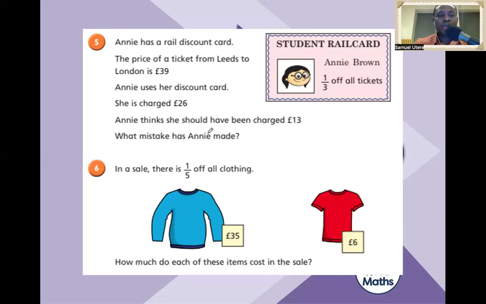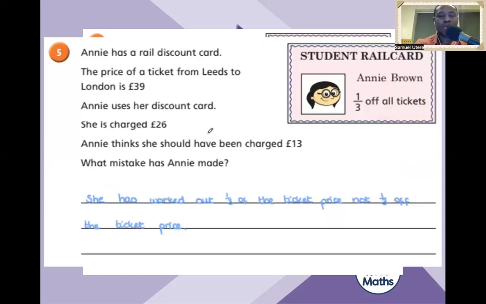Assuming you've paused the video and you've answered questions 5 and 6, here are the answers. Let's discuss them. So for question 5, she had worked out 1/3 of the ticket price, not 1/3 off the ticket price. So remember, what Annie is given to work out is she has the student rail card, which is 1/3 off all tickets.